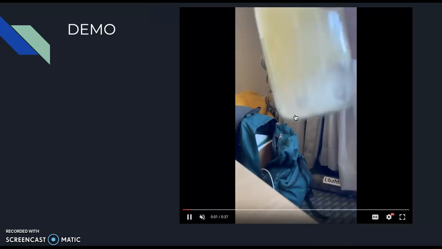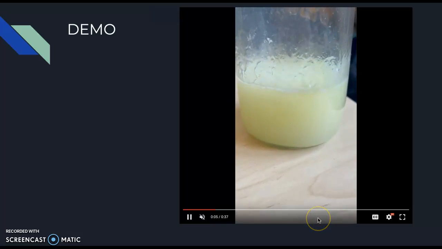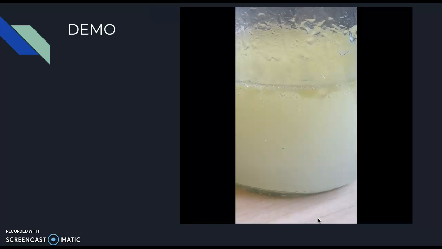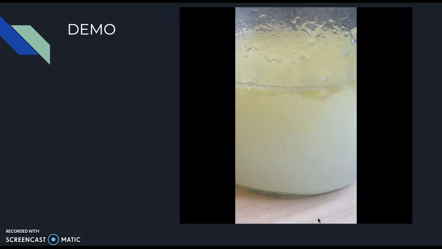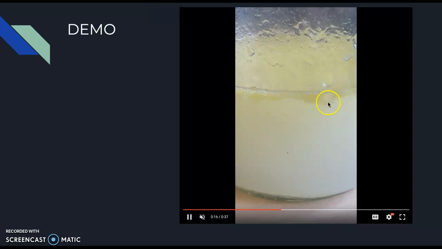Here we will have a demonstration where we are mixing water and oil. The water and oil will separate due to the difference in densities, and you can see that here in our video. The water and oil begin to separate and an oil layer forms at the top of the mixture.